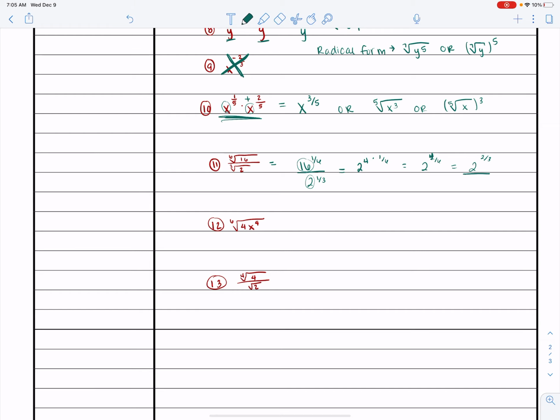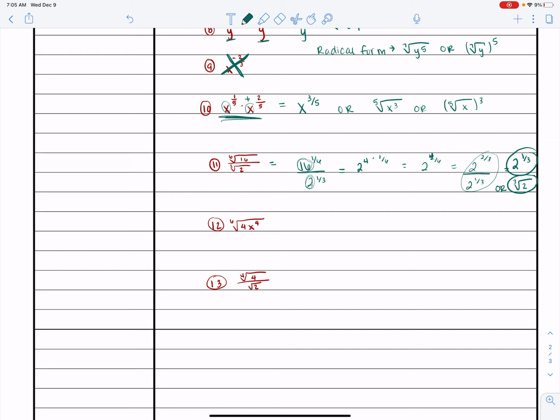Now, bring over your 2 to the 1/3. Now I can subtract exponents because I have the same base. So I end up with 2 to the, 2/3 minus 1/3 is 1/3. So it's 2 to the 1/3 power, or the cubed root of 2. So as long as you get your bases to be the same number, then you can combine their exponents.